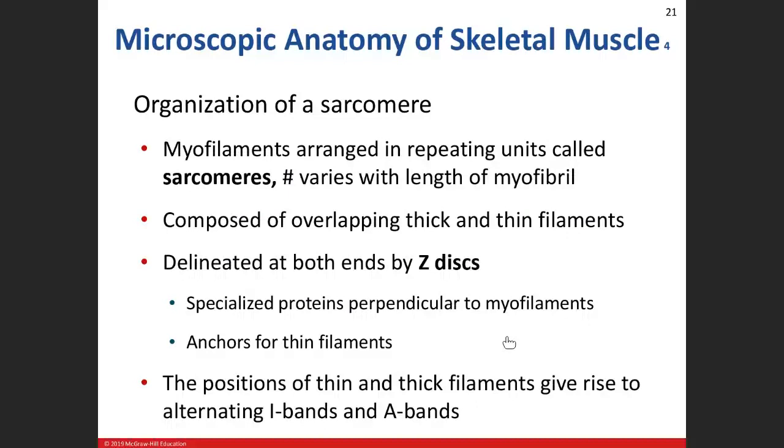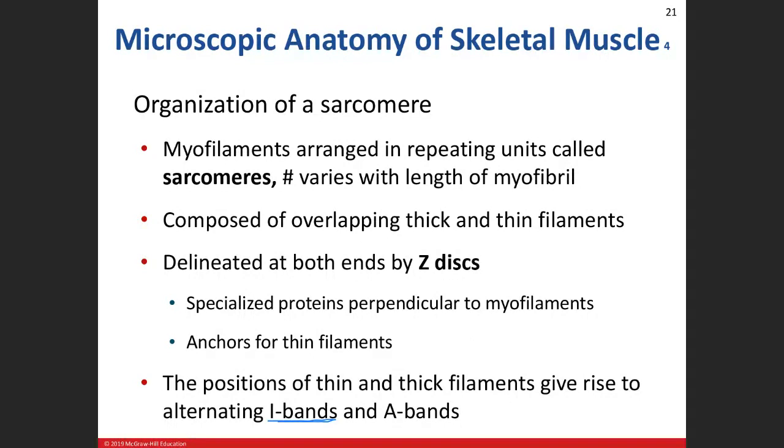So here's the thing. In certain parts of the sarcomere, we're going to see an overlap between the thick and thin filaments. In certain areas, we're going to see just the thin filament. In certain areas, we're going to see just the thick filament. But this is what gives skeletal muscle its striated appearance, that there are alternating areas that are light and alternating areas that are dark. So now we're going to talk about what constitutes some of these alternating dark and light areas.